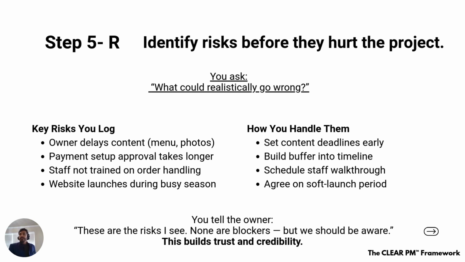You can always build the buffer, right? You can schedule a staff walkthrough once your beta is ready. You can say, hey, when you get an order, you need to do those three steps, and you're good for the project. And agree on the soft launch. When can we launch this website? You tell the owner. This is a good statement that you should think about. You tell the owner, these are the risks I see, not blockers, but we should be aware of them.